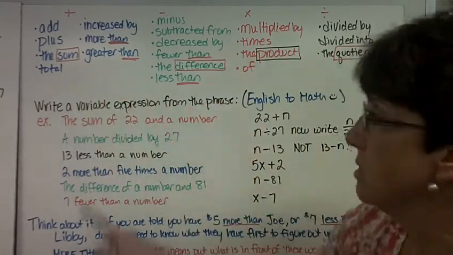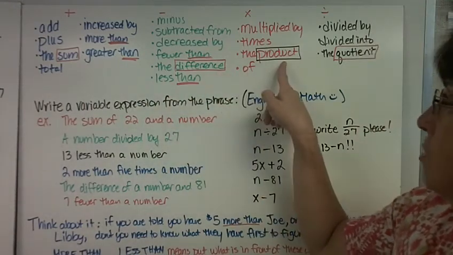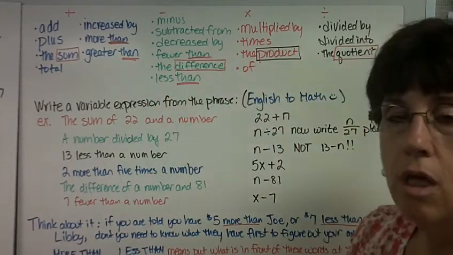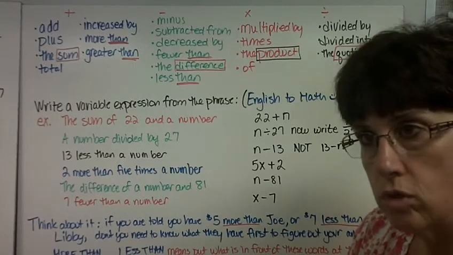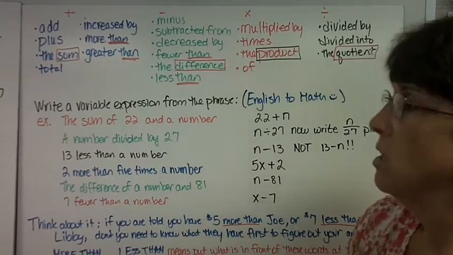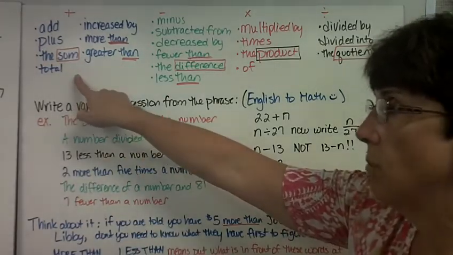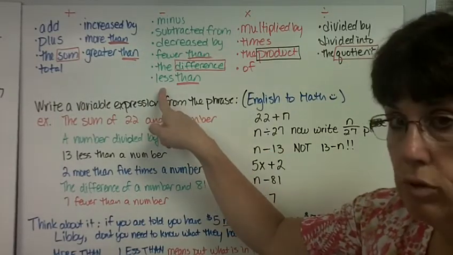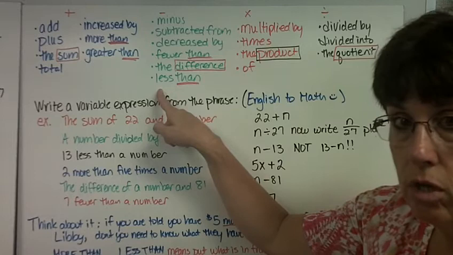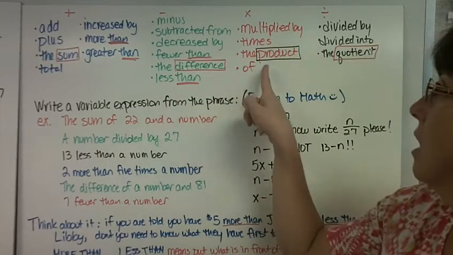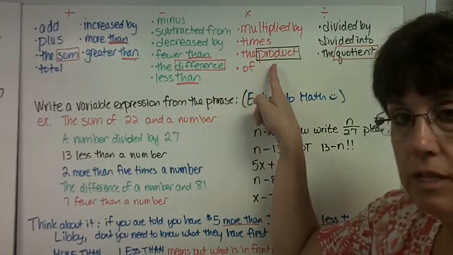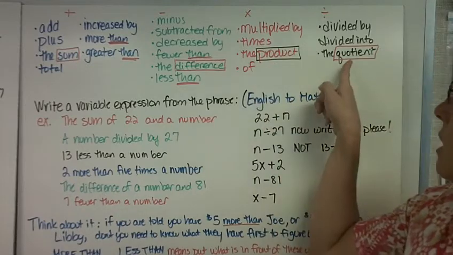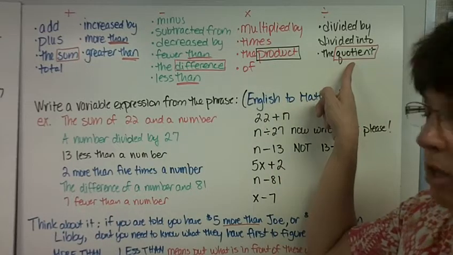The words that are boxed, sum, difference, product, and quotient, those are the answer words for that type of problem. So if you have an addition problem, the answer is the sum. If you have a subtraction problem, the answer is called the difference. In a multiplication problem, the answer is called the product. In a division problem, the answer is called the quotient.